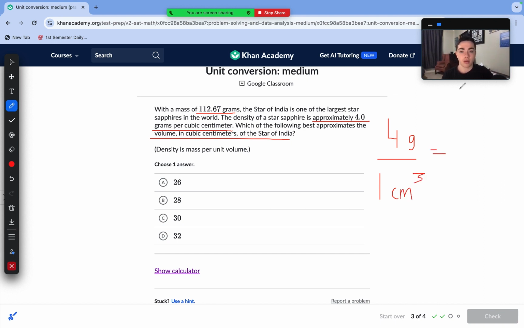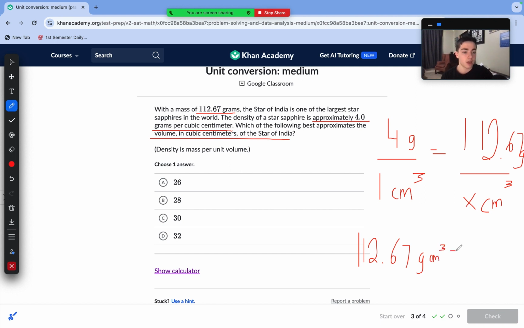It looks like this, and then we have equals 112.67 grams over x amount of cubic centimeters. We can now once again do butterfly multiplication to solve for our answer here. So we're going to do butterfly multiplication. 1 cubic centimeter times 112.67 grams is 112.67 grams cubic centimeters, and equals 4x. Of course, we're isolating our x variable here, so we're just going to end up dividing by 4.